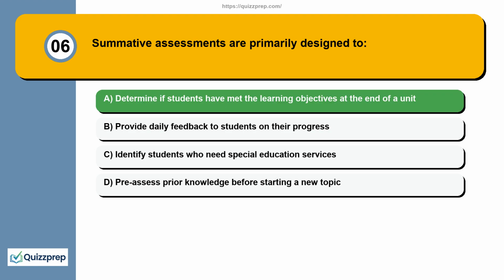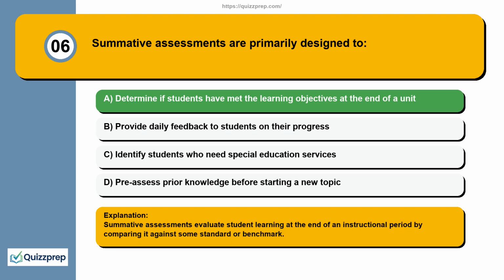The correct answer is option A. Determine if students have met the learning objectives at the end of a unit. Explanation. Summative assessments evaluate student learning at the end of an instructional period by comparing it against some standard or benchmark.